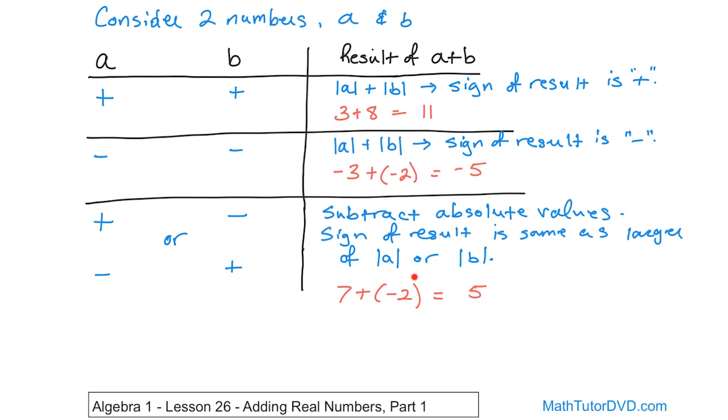You look and you find out which number is bigger. And when I say bigger, I'm talking about the absolute value. The absolute value of this is 7. Absolute value of this is 2. So this is the larger number, so the answer is positive. So this answer is positive 5.